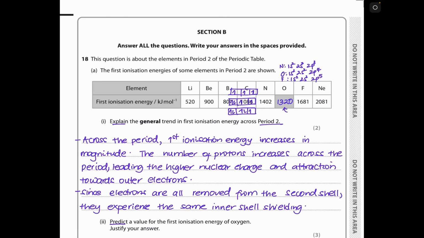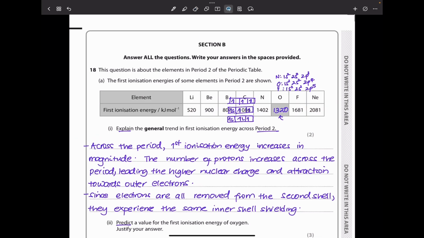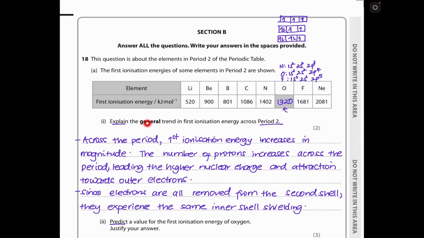Question 18. This question is about the elements in period 2 of the periodic table. They say the first ionization energies of some elements in period 2 are shown, which we can see here. Let me shift this away so that it's easy for you to see. So they say explain the general trend in first ionization energy across period 2.